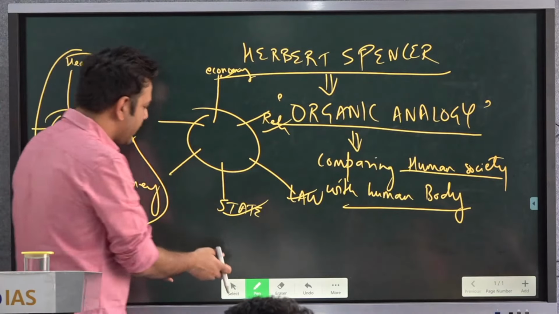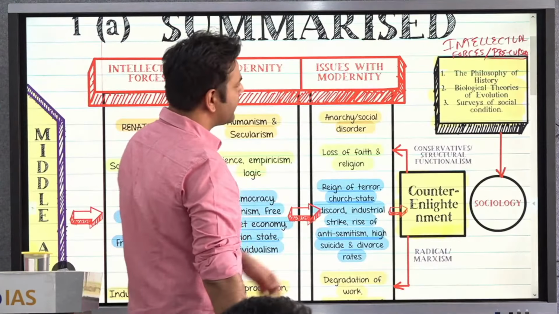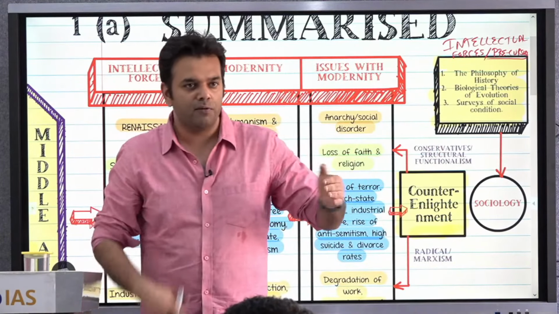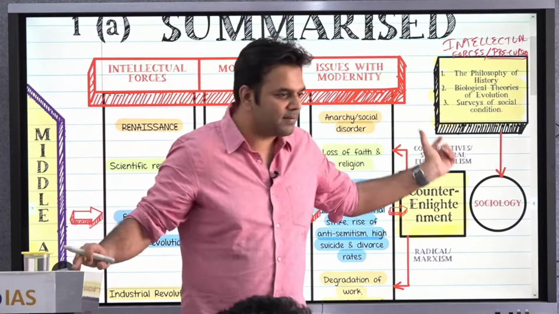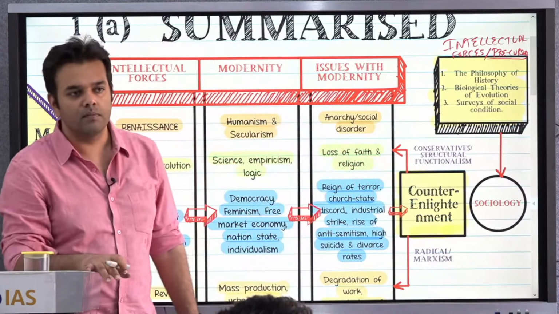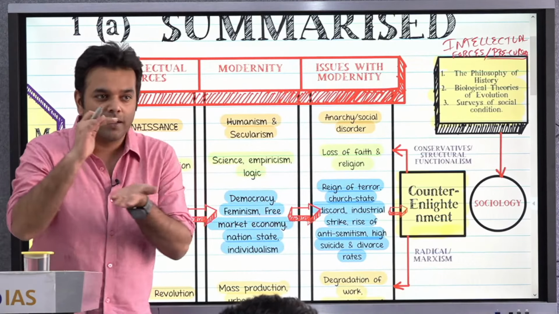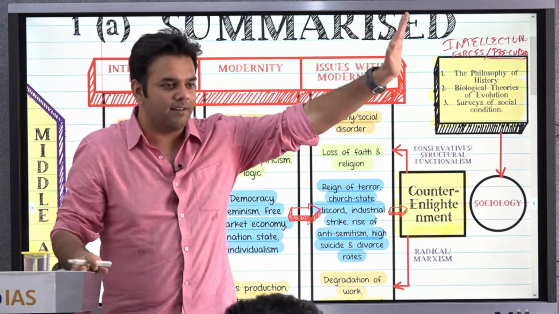And this was used by Herbert Spencer to explain the evolution of society from the medieval age to this modern age. Society is evolving just like the human body evolves from infant stage to adult stage.